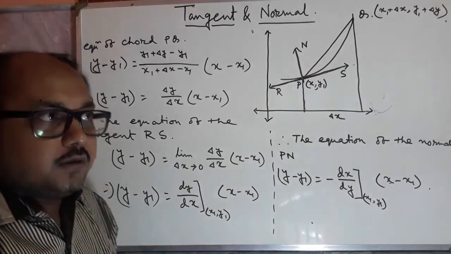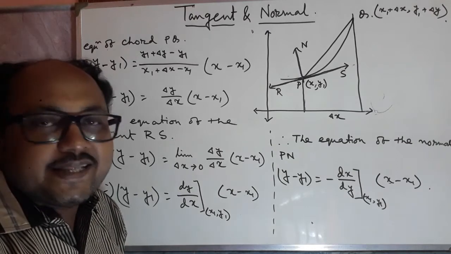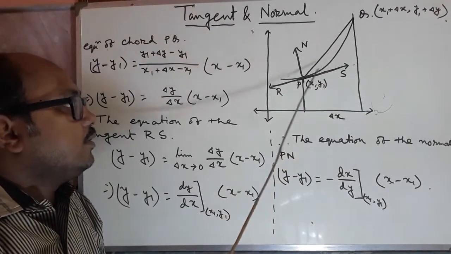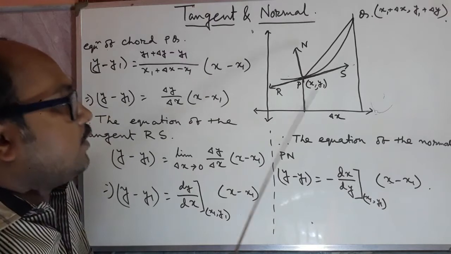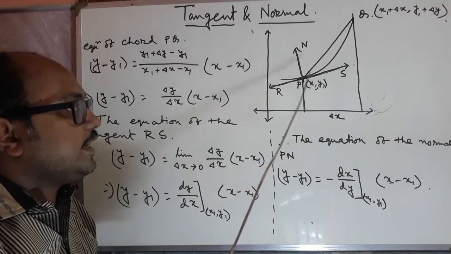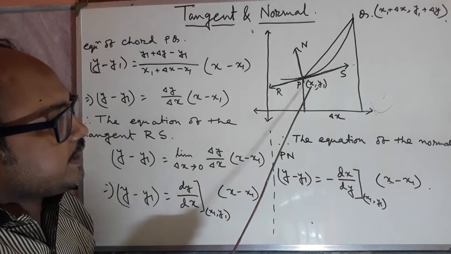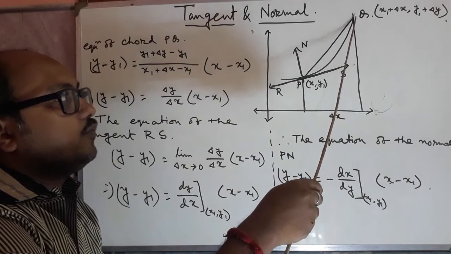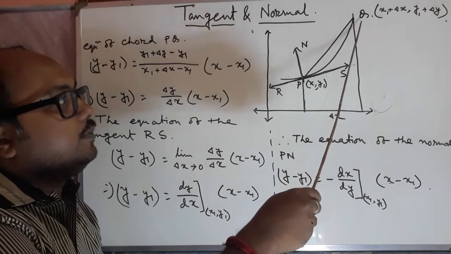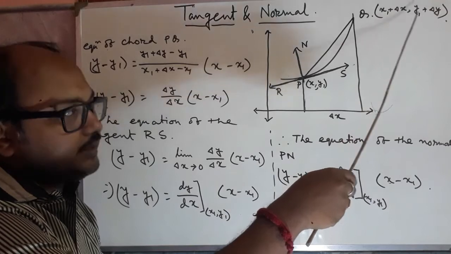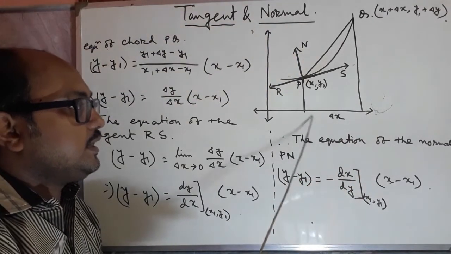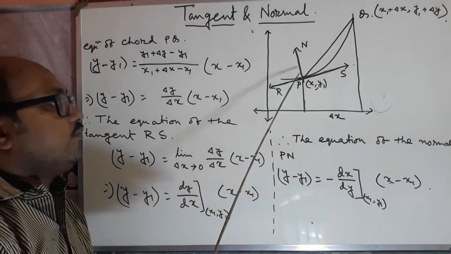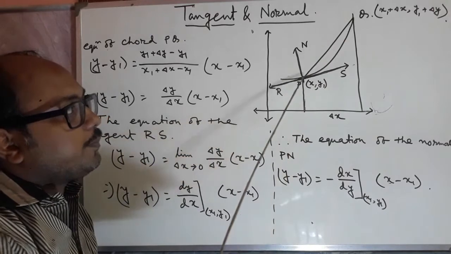How to derive the equation of a tangent and normal? Here you see a curve is given, y is equal to f of x. We are going to find the tangent and normal at the point P having the coordinates x1, y1. Let Q be another point on this curve with coordinates x1 plus delta x, y1 plus delta y. This length is delta x. Now what is the equation of this chord PQ?